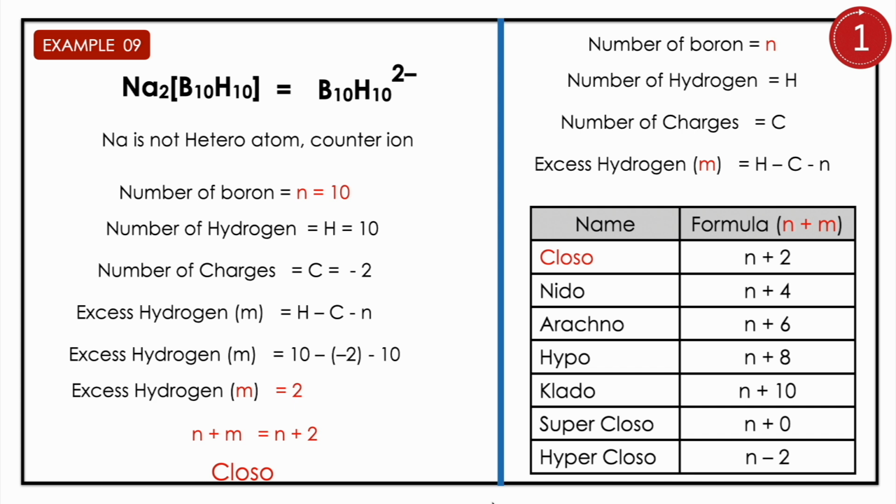According to the table, M is 2 means N plus 2 system, which is the Closo system. So the structure of Na2B10H10 is a Closo structure. The concept we have to learn here is that during Wade's rule calculation, be careful with the salts. Salt counterions are not heteroatoms.